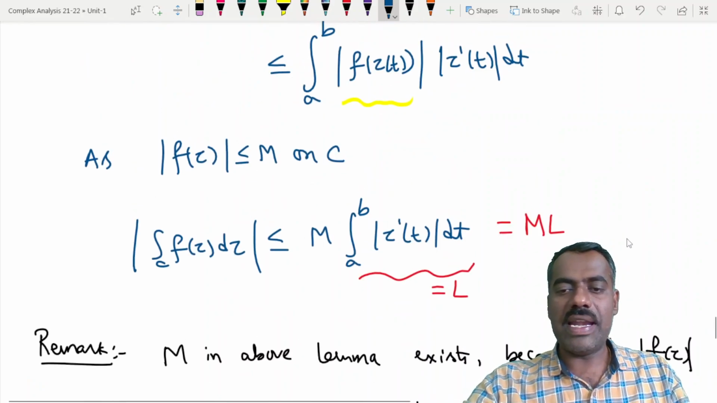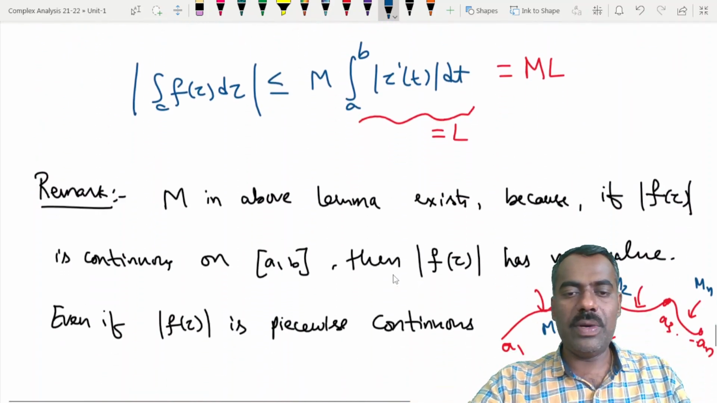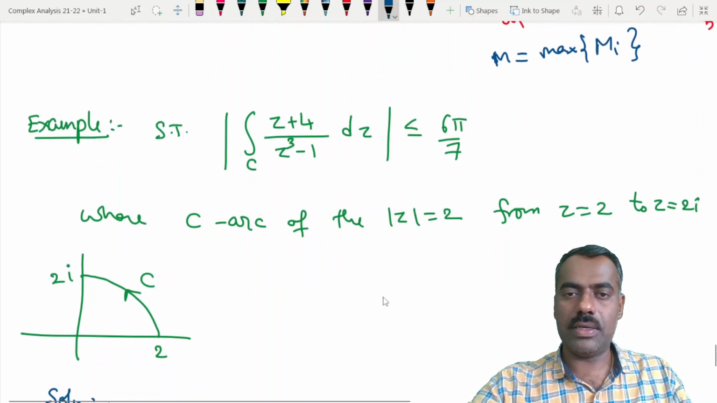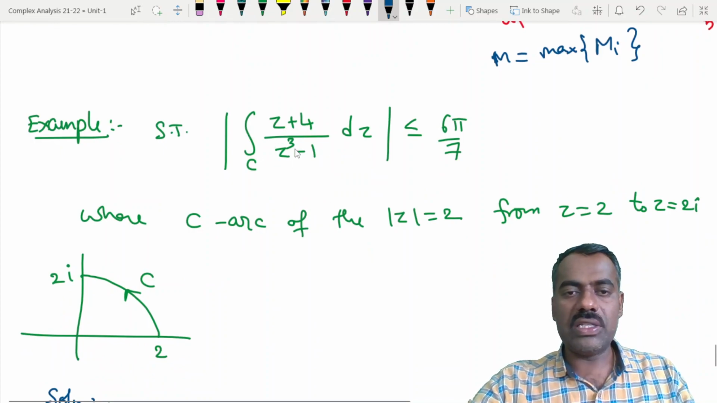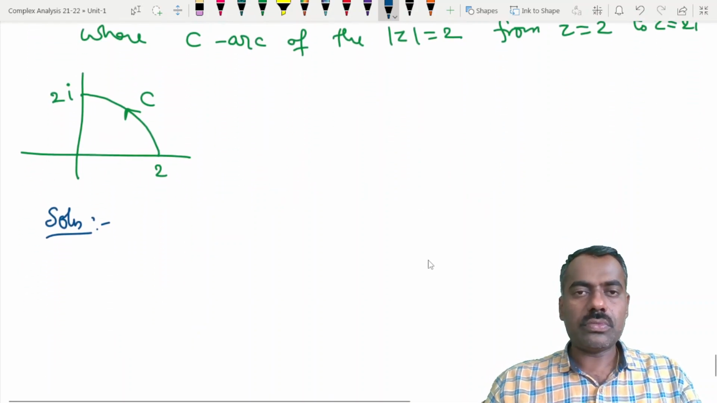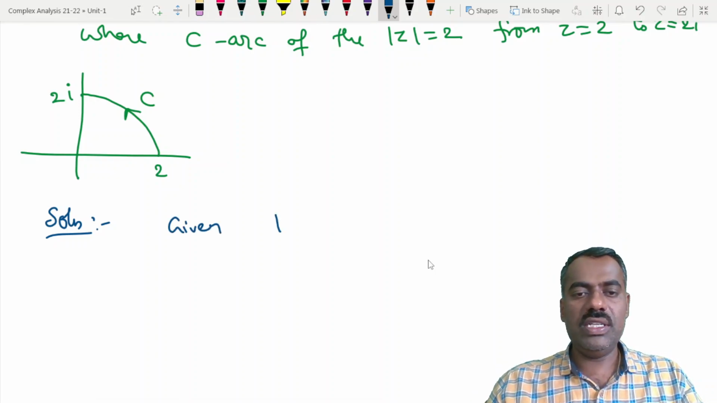we require M and L. What is M? M is the maximum value of mod f of z. If your f of z has a numerator as well as a denominator, then we find the maximum value of the numerator and the minimum value of the denominator on that C, so that you have the maximum value of this entire fraction. And also we find the length of that contour C. Fine. So here it is given that mod z is equal to 2.